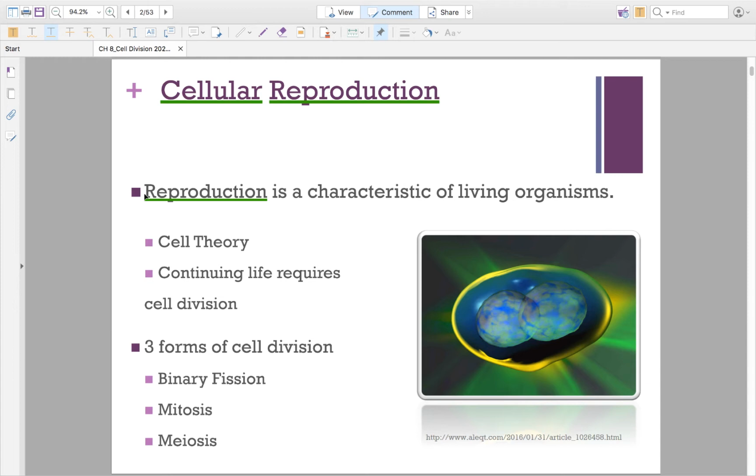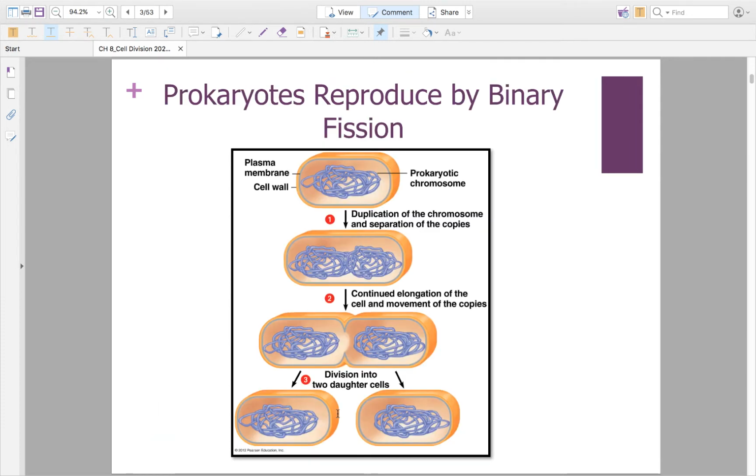Okay, so there's 3 forms of cell division. Binary fission is the first one. Mitosis, meiosis. Binary fission is a method used by prokaryotes. Prokaryotic cells, they reproduce this way. All right, so let's see exactly what's happening here.